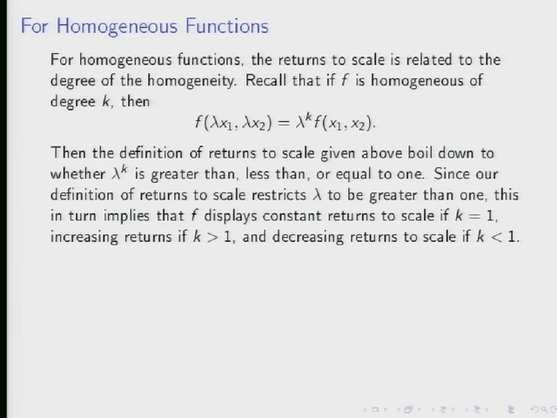Returns to scale matches up with this notion of homogeneity really cleanly if f is homogeneous, although we need to require lambda to be greater than 1. So what we need in particular is, if f is homogeneous of degree 1, then it is a constant returns to scale production function. If it's homogeneous and the degree of homogeneity k is greater than 1, it's an increasing returns to scale production function. And finally, if the degree k is less than 1, then it's a decreasing returns to scale production function. Okay, so that's just a connection to something you already know about homogeneous functions.